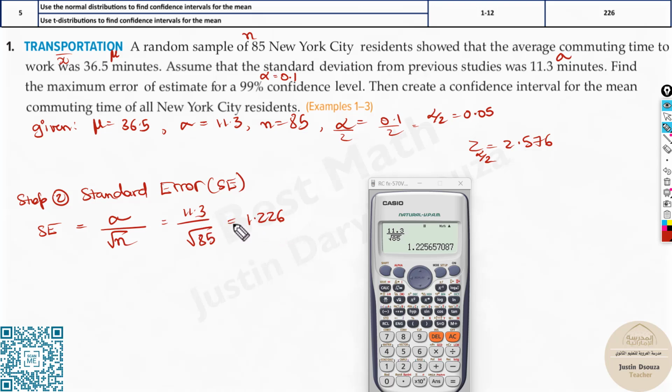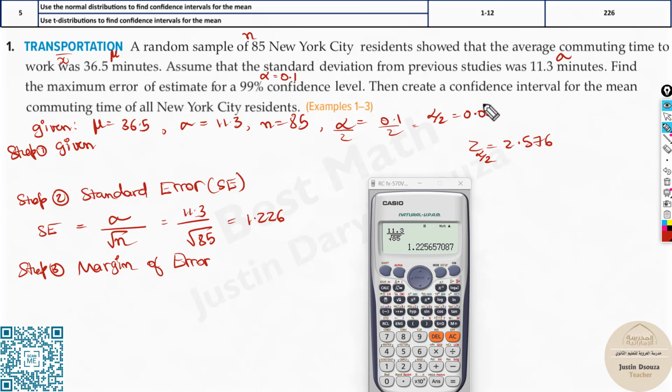Now then, after this is done, the next step, step 3, would be margin of error. I'll write it as ME henceforth, margin of error. But in your exam, it's better you write this. See, step 1 is given. Okay, step 1 given.